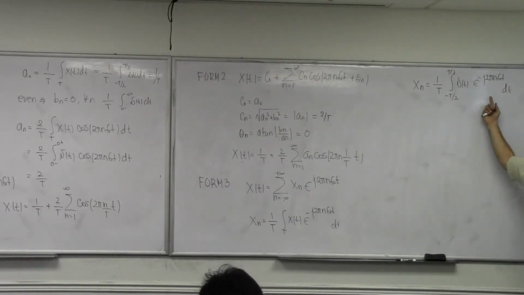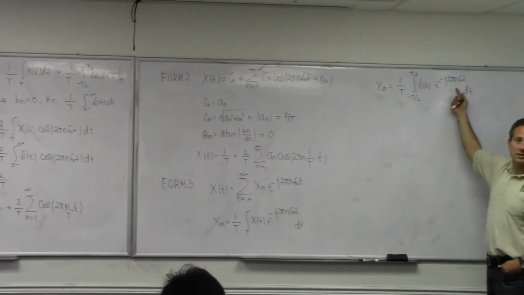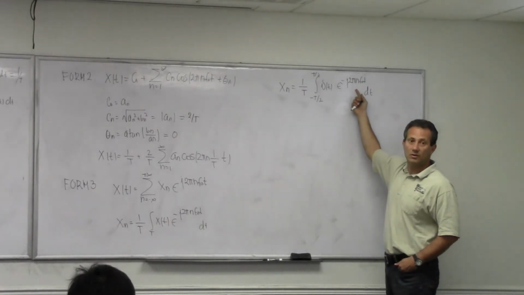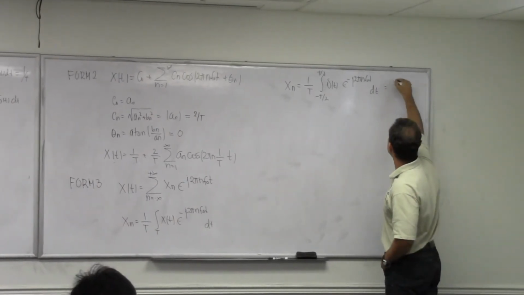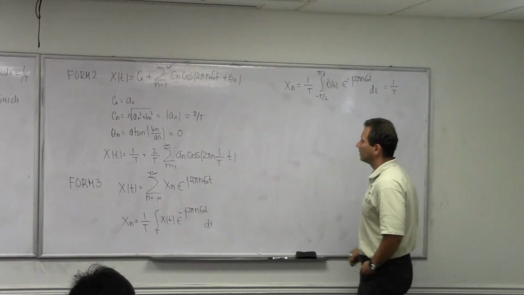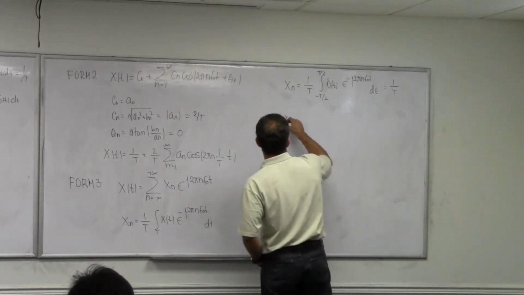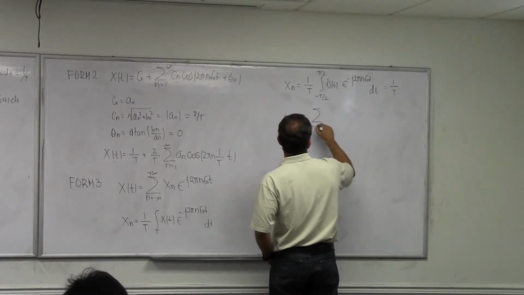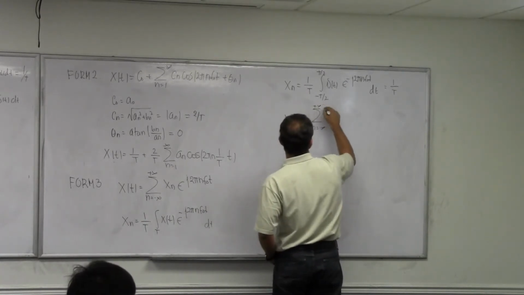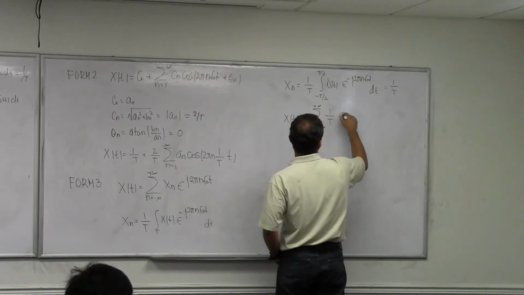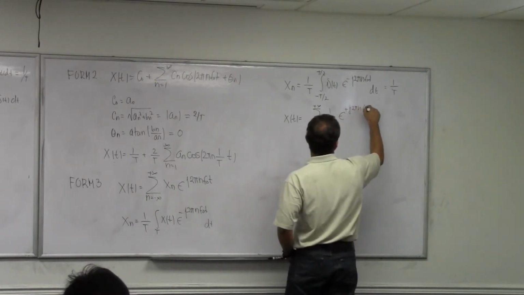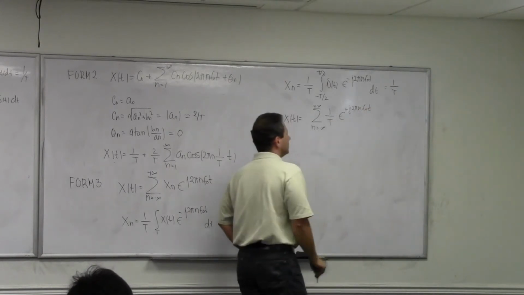Now, what is the value of this integral? Delta will sample this function at 0. What's the value of this function when t is equal to 0? 1. So this is just 1 over T. And our Fourier series, x of t, is going to be sum when n goes from minus infinity to plus infinity, 1 over T e to the plus j 2 pi n f0 t. So that's the Fourier series.